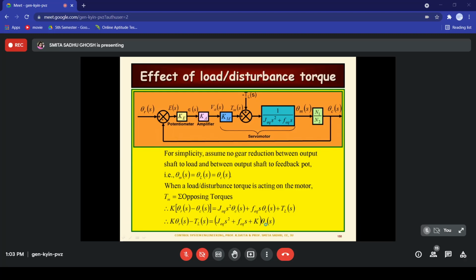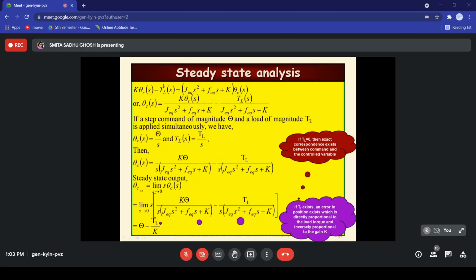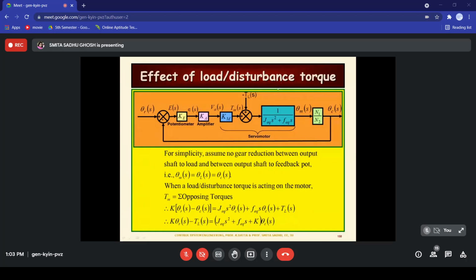Now, in order to find the steady state analysis, but before that, in order to find the output expression in terms of the inputs to the system. Now, as I'm again showing the previous slide, what is the output of the system? Theta C, right? What are the inputs to the system? We have the reference shaft position, that is theta R. We also have the disturbance torque, which is another input to the system.